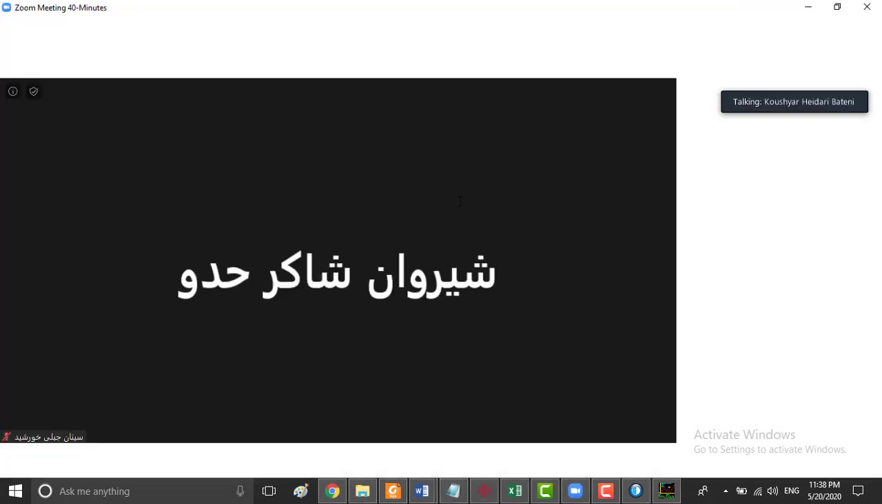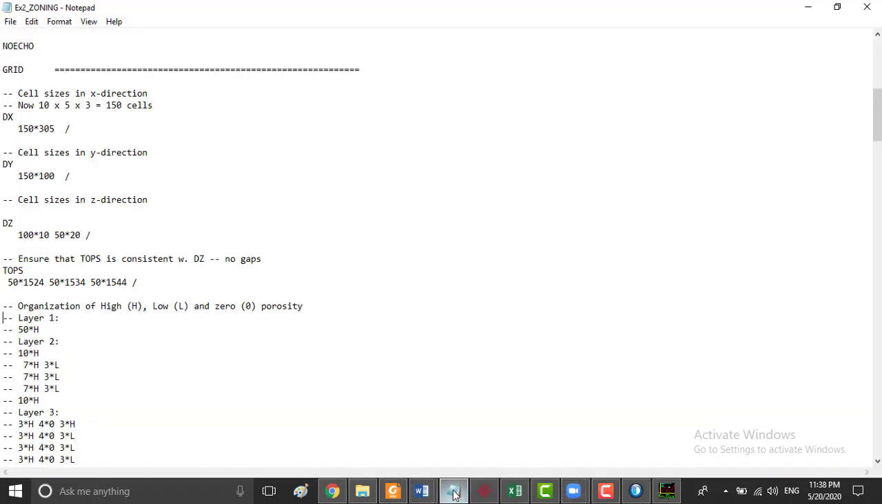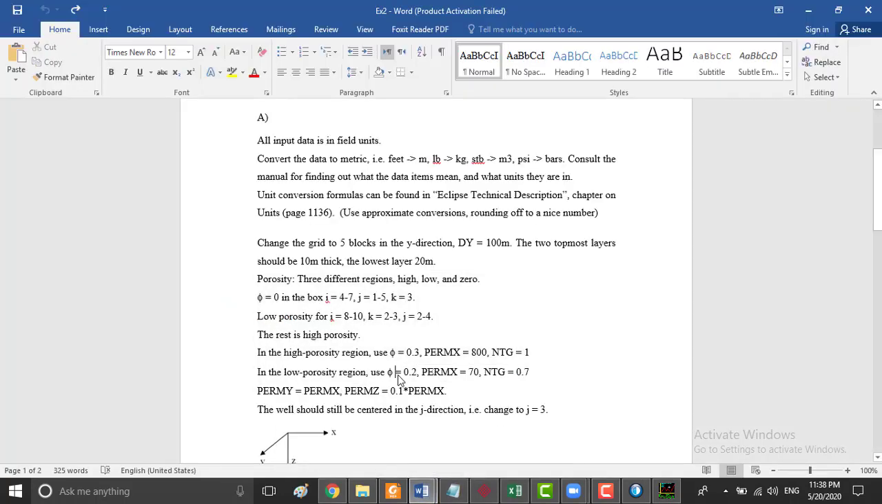For those properties such as permeability, is it the same? No, the permeability also changes. Look at the exercise. It says what? For the high porosity region, permeability in the x direction is equal to 800 millidarcies, and for the low porosity region, perm X is equal to 70 millidarcies.